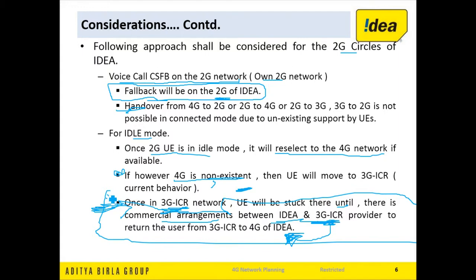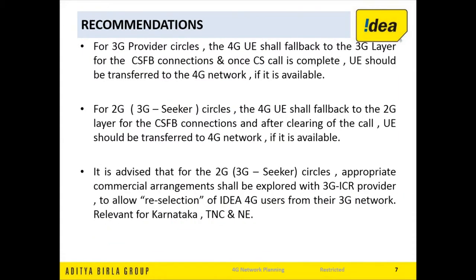So this is one important thing for these three circles of ours. Let's look at the recommendations. For 3G provider circles, the UE shall fall back to the 3G layer for CS fallback connection, and once the CS call is complete, we should transfer the UE back to the 4G network. For the 2G circles or 3G seeker circles, the UE shall fall back to the 2G layer for CSFB connection, and after clearing the call, we should transfer the UE to the 4G network. And the last point is that for the 3G seeker circles, we should carry out the arrangements with the 3G ICR provider to allow reselection of Idea 4G users from 3G to the 4G network.